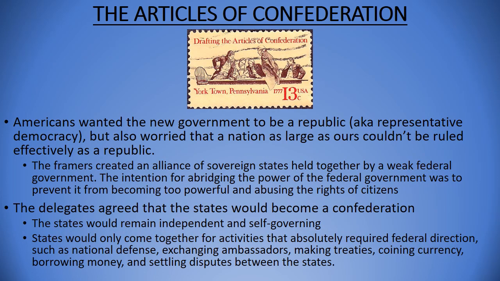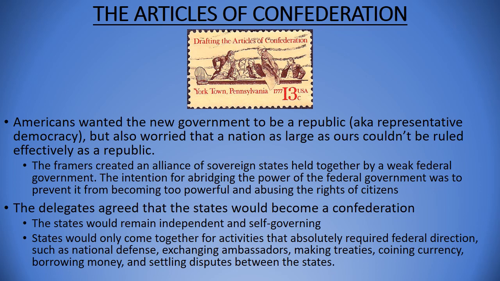So, the Articles of Confederation. Basically, our Continental Congress knew that they wanted the people to have some say in their government, right? They had just thrown off, well, we were in the midst of still fighting a war of throwing off this form of government where they didn't have any say in their representation. So they knew the new government was going to be a republic, or a representative democracy where the people would have a vote in their elected officials. But they also had worries that a nation as large as ours couldn't be ruled effectively as a republic.